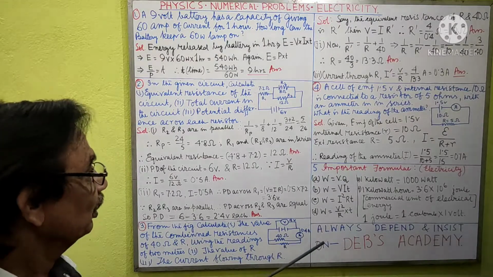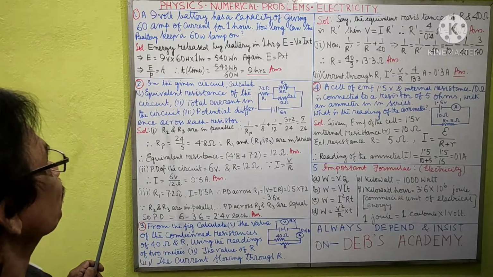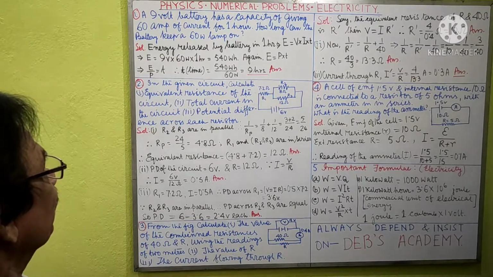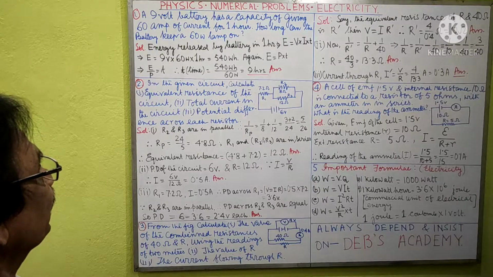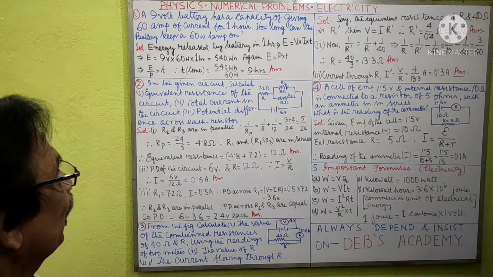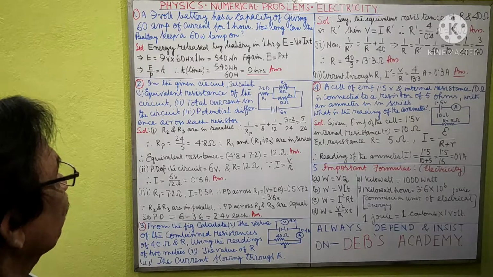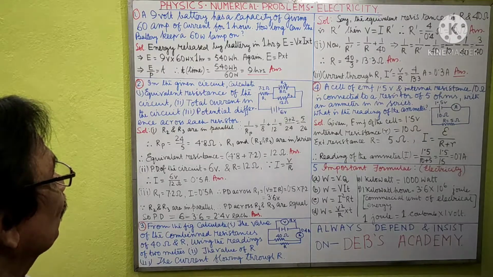You will get it. Now the first question is that a 9-volt battery has a capacity of giving 60 ampere of current for 1 hour. How long will the battery keep a 60 watt lamp on?